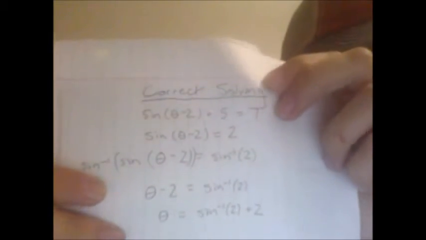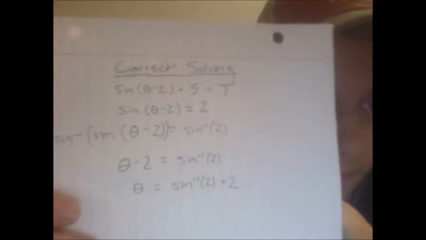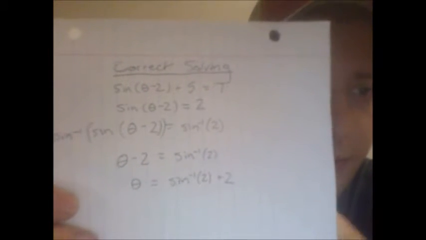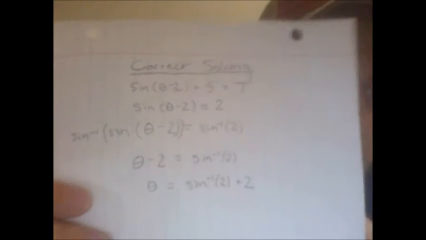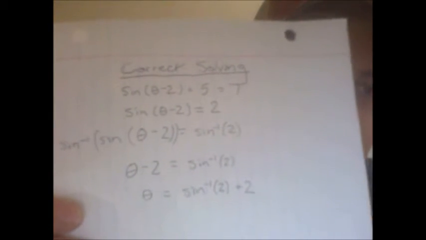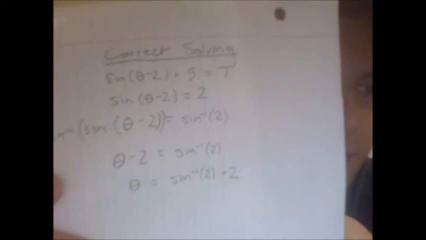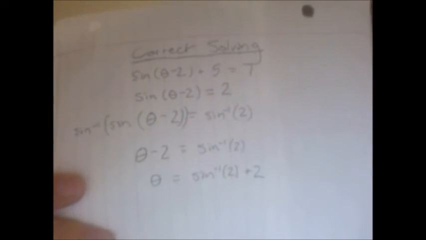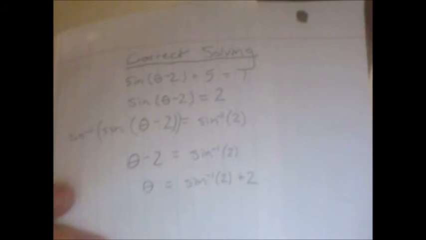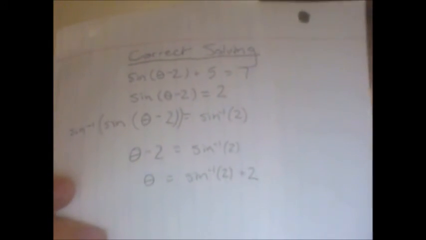The correct way to solve that would be sine of theta minus 2 plus 5 equals 7. Subtract 5 from both sides. And then when you get down to the sine, to get rid of it, you would take the inverse sine of both sides, making it theta minus 2 equals the inverse sine of 2, and then theta equals inverse sine of 2 plus 2.